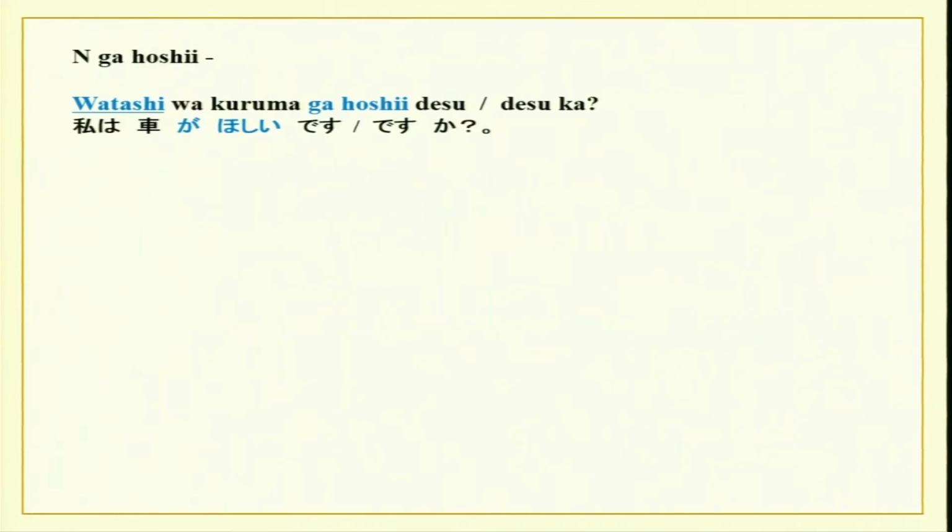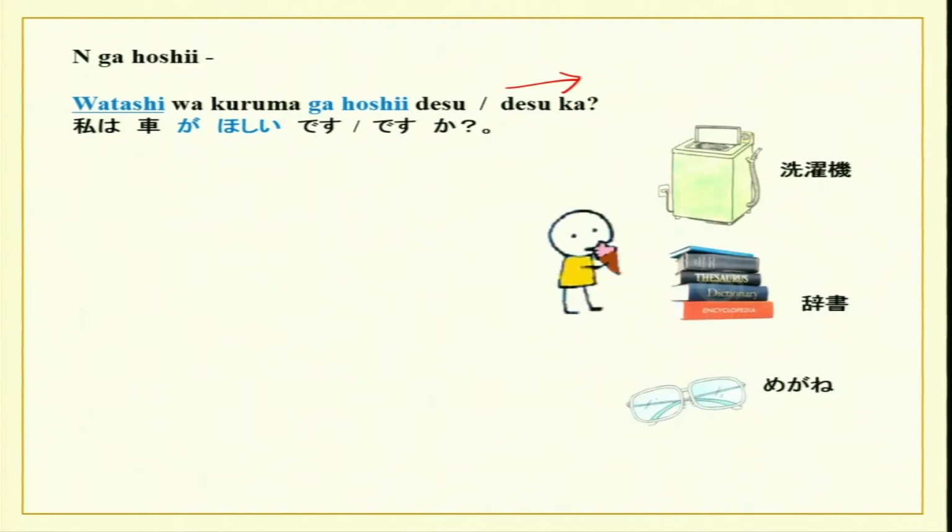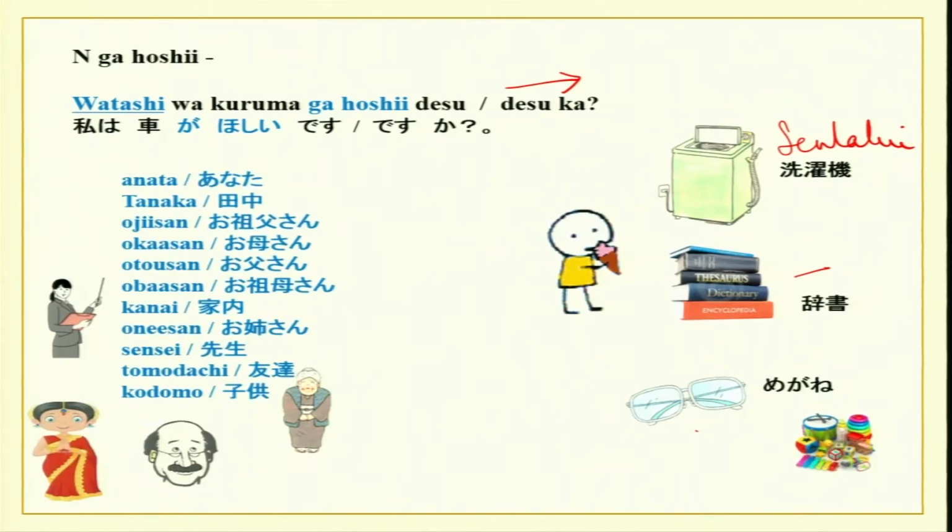Now, you can practice over here, watashi wa kuruma ga hoshi desu, or you can ask, anata wa kuruma ga hoshi desu ka? Otou-san wa kuruma ga hoshi desu ka? Now, there are so many things over here, sentaki, jisho, as you already know, megane and ice cream. Mariko-san is having ice cream. So, there are so many nouns over here. You can use any noun in place of watashi. Anata wa kuruma ga hoshi desu ka? Tanaka-san wa nani ga hoshi desu ka?